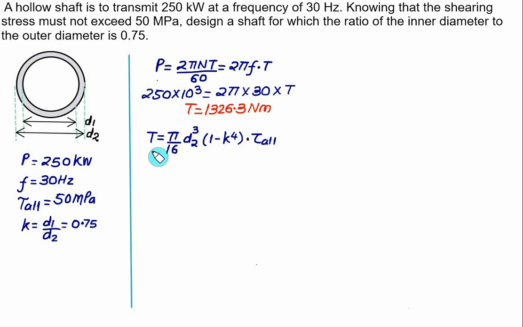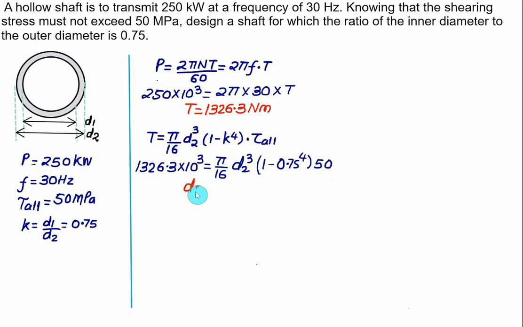Now to calculate the diameter d2, we'll use the formula for torque. We have torque equal to 1326.3. You have to use this value in Newton mm, so we'll multiply by 10 to the power 3, equal to pi divided by 16 into d2 cubed into 1 minus K, where K is given as 0.75, so we have 0.75 to the power 4, multiplied by the allowable shear stress, given as 50. Solve this, and you will get diameter d2.